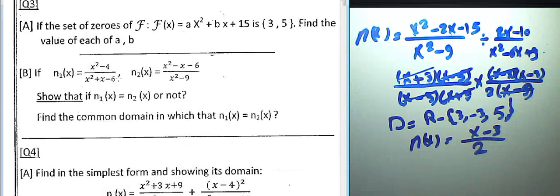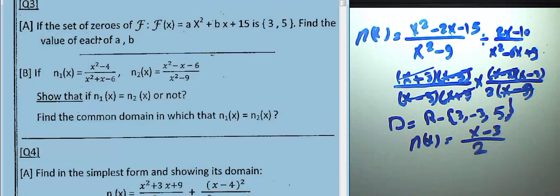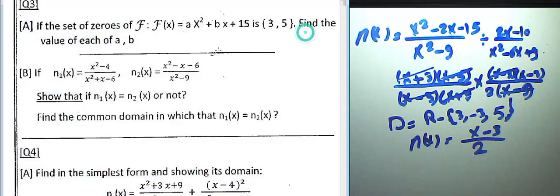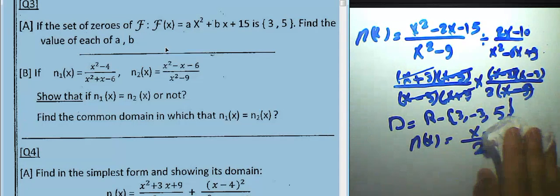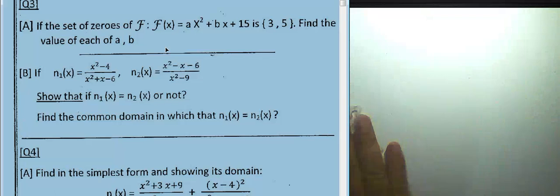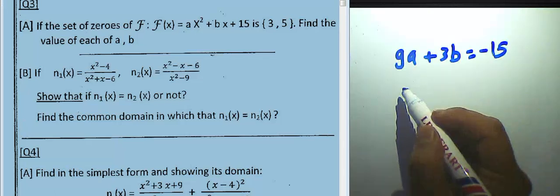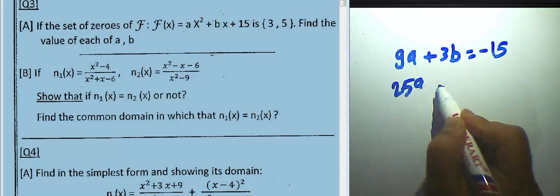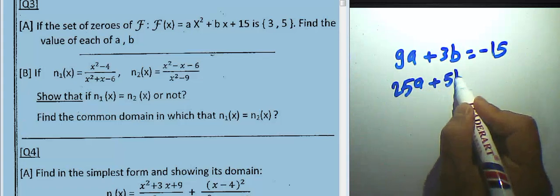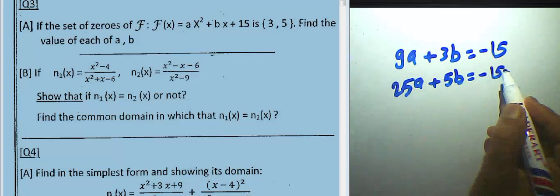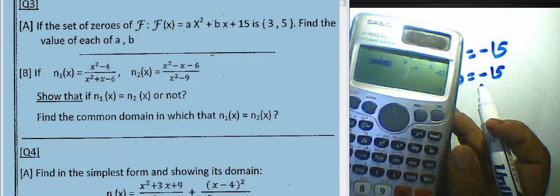Question 3. If the set of zeros of f, such that f of x equals ax squared plus bx plus 15, is 3 and 5, then find the value of a and b. Okay, he gives us the set of zeros of the function. For 5, it will be 25a plus 5b equals negative 15. You can use a calculator to find the result in one step.